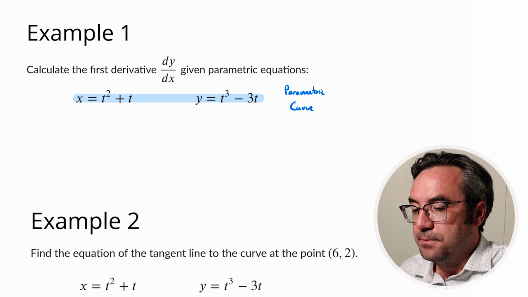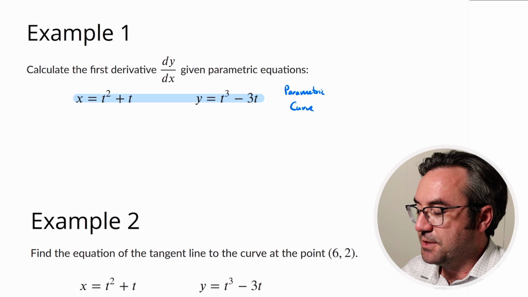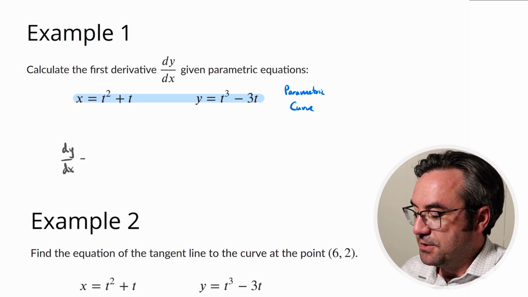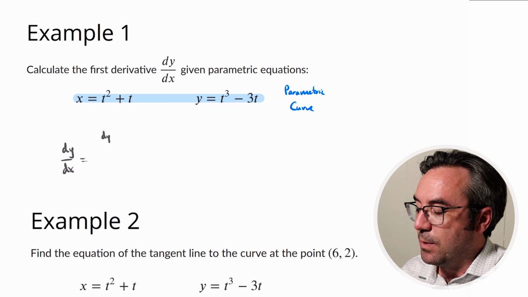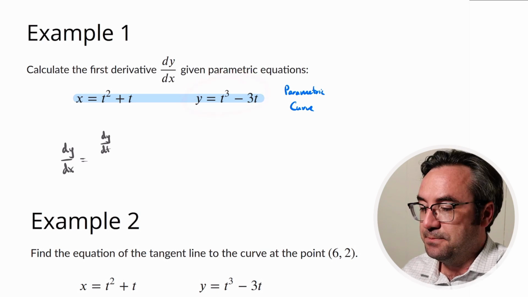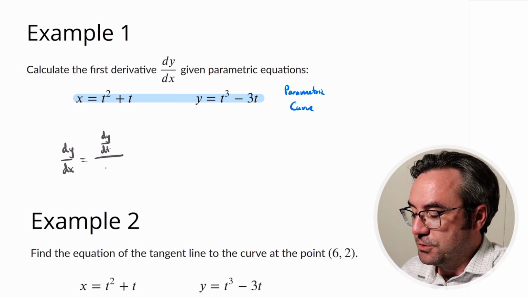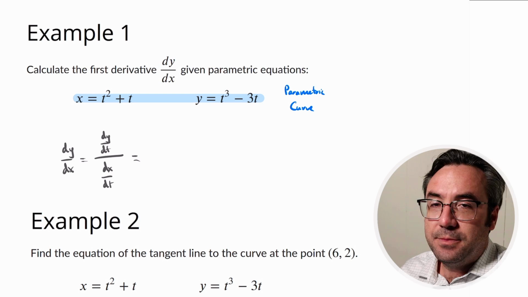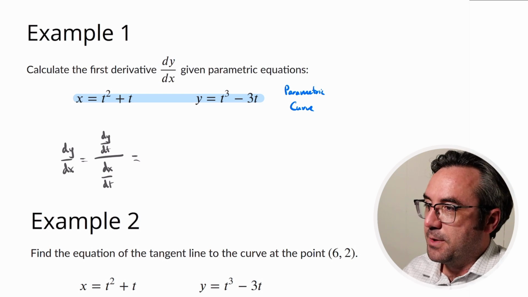All right, so let's find the derivative dy dx. And so this derivative is our y derivative with respect to t. So we're going to differentiate this equation, and then we'll differentiate our x equation and just put them in this formula.